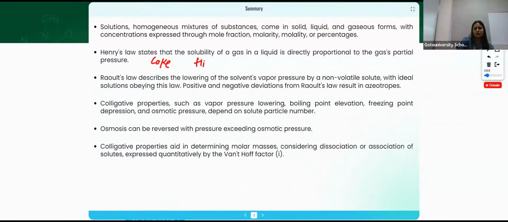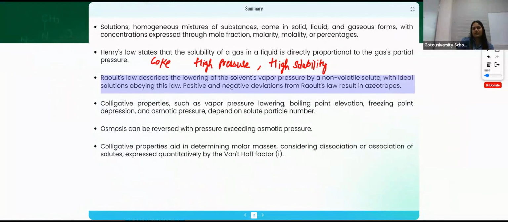Henry's law we have discussed for the solubility of gas in the liquid. What example did we relate to this? The example of Coke, right? High pressure, high will be the solubility of gas in liquid. Remember Henry's law? Right. And then we discussed Raoult's law, that is for vapor pressure. We also discussed volatile and non-volatile solutions. We discussed ideal and non-ideal solutions. We discussed their positive and negative deviations, which result in azeotropes, right?